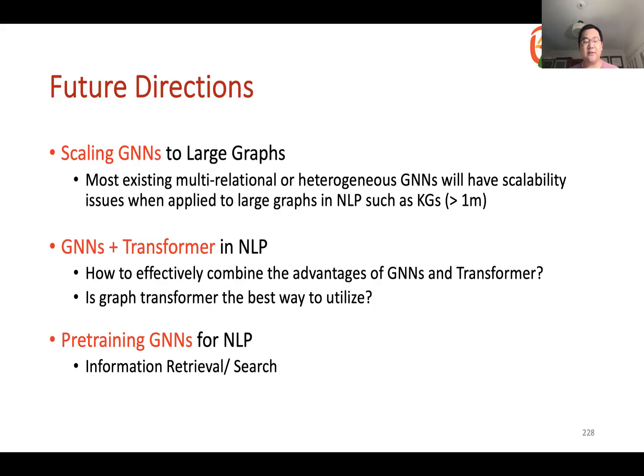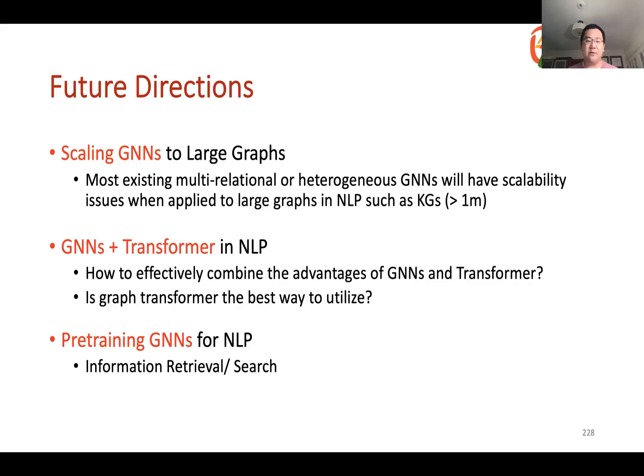Another important topic is that graph neural nets and the transformer are both very successful techniques well known in the NLP domain. So how can we effectively combine the advantages of graph neural nets and transformers? Although the transformer is a special type of graph neural net, they still have very different architectures to learn the representation. Currently we have seen people using graph transformers to try to unify the two techniques. However, is the graph transformer the best way to leverage the advantages of both? So this is also questionable, and it will be a very important research area.